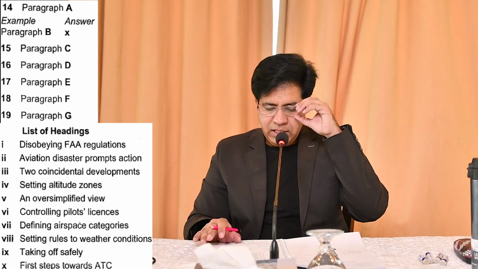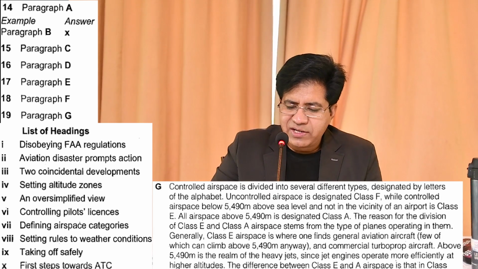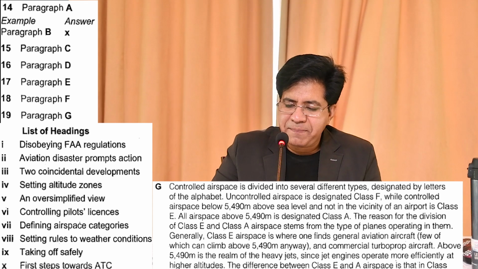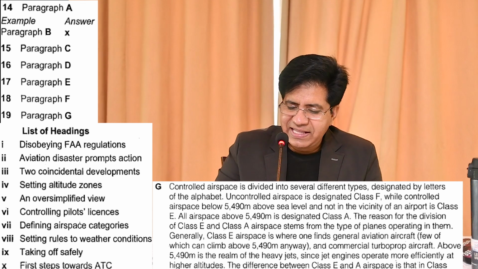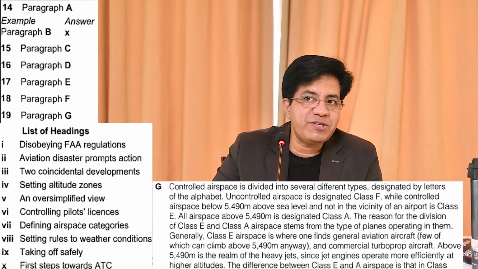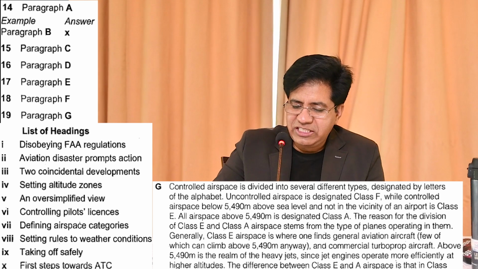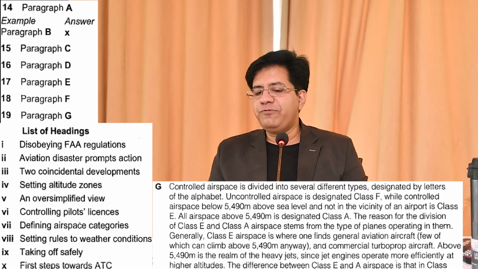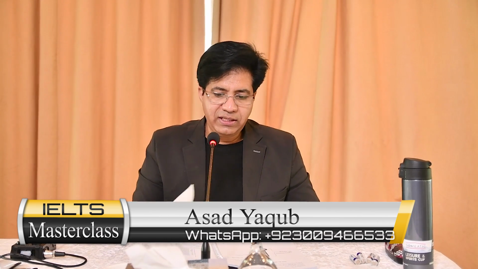All good? Now we have paragraph G, which is long, but don't worry. Controlled airspace is divided into several different types, designated by letters of the alphabet. Uncontrolled airspace is designated class F. See that? Then class A, class E, classification. Absolutely. So heading number 7 is defining airspace categories. Heading number 7 will go there. Now, if you don't know the categories and class A, class B, class C, you'll never be able to find that. Okay. All right.